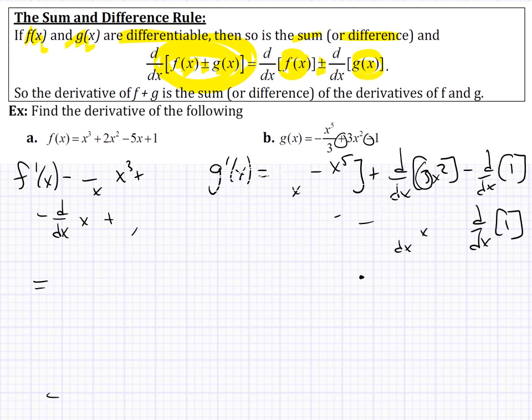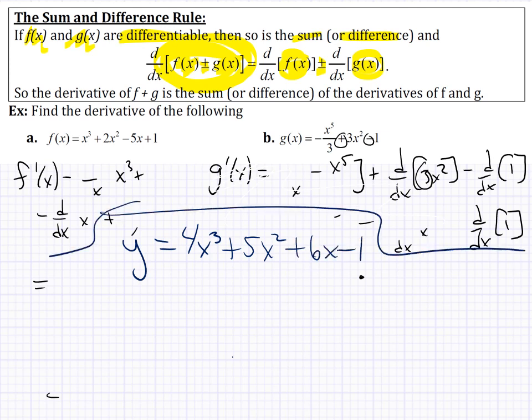All right, so let's pick a color. Let's say we've got y equals 4x cubed plus 5x squared plus 6x minus 1. So this is the function I want to take the derivative of. So y prime, if you think about it, should allow me to take the derivative of this, separate from this, separate from this, separate from this. Why? Because they're added and subtracted from one another.